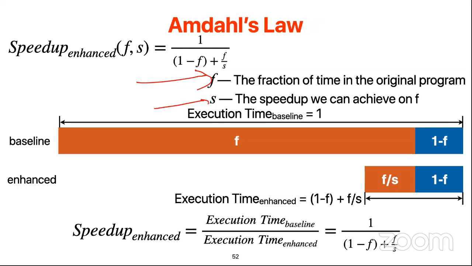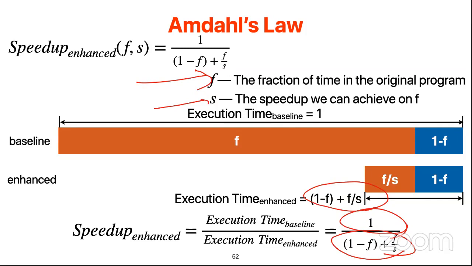So if you put this back in a scale where you make the baseline execution time 1, and the fraction of time you can affect f, then the enhanced part would be f over s, and the remaining part would be 1 minus f. So that's how we get Amdahl's law. Amdahl's law is nothing new.